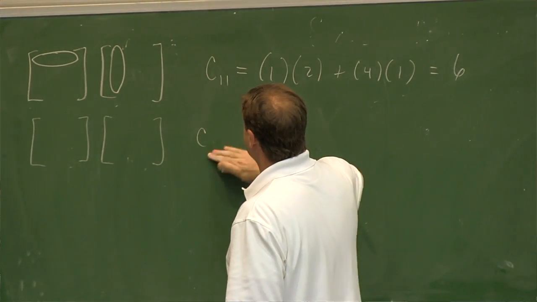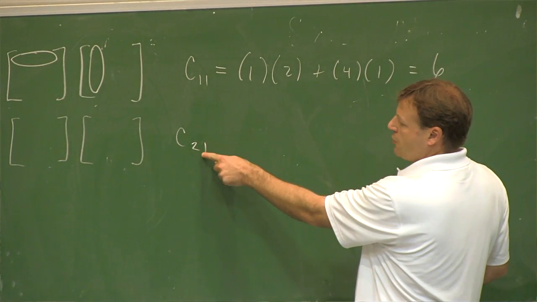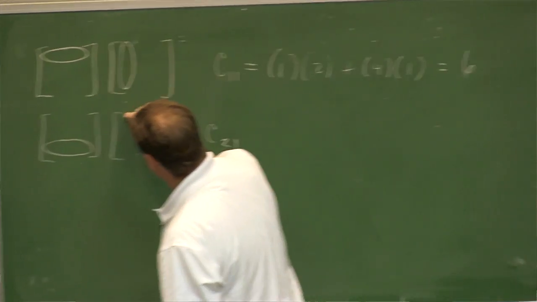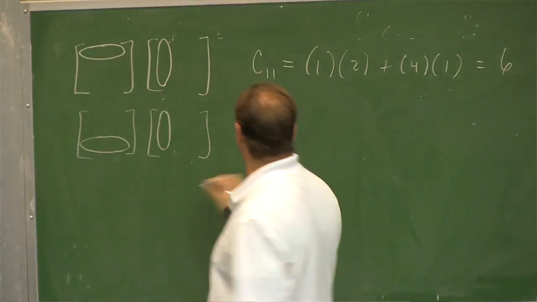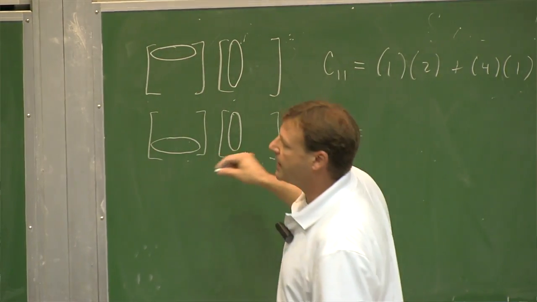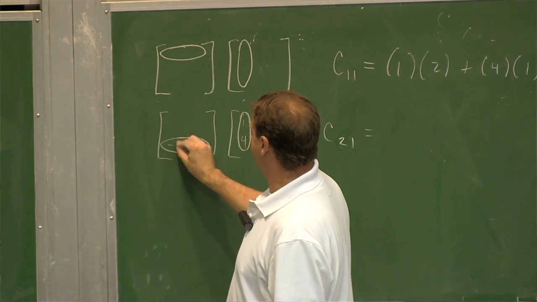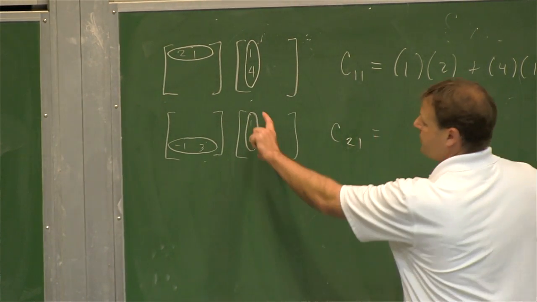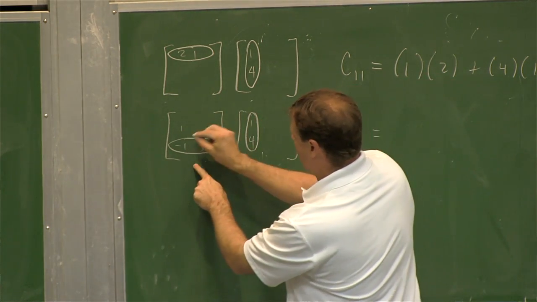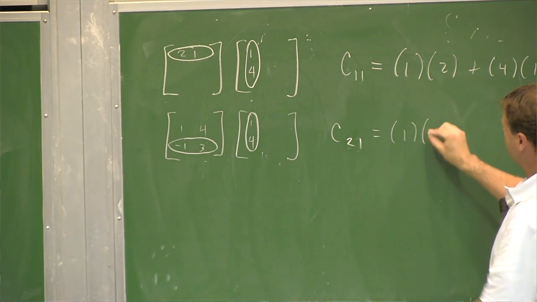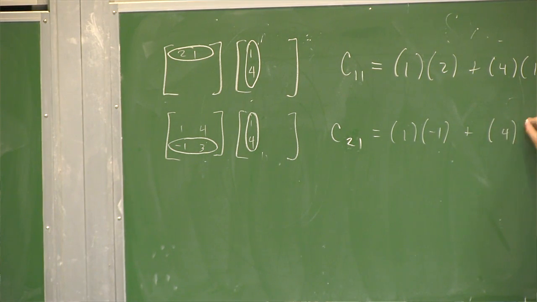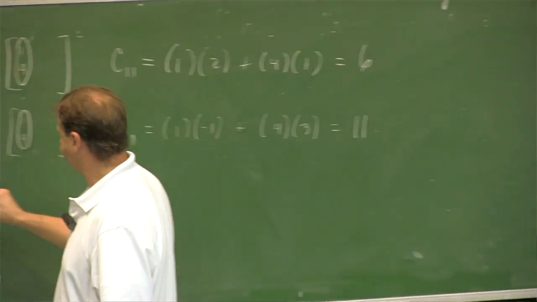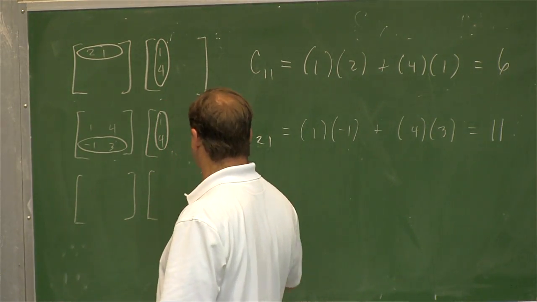So I just told you how we do C11. C21 is going to be the second row with the first column. So it'll be the second row matched up with the first column, and then we're going to do that same thing that we just did. Here I can write these in, it might help. I have a 1, 4 there, and a negative 1, 3. This one was 1, 4. So when I do this same multiplication and I turn it on its side and match them up here, now instead of 1 times 1, it's going to be 1 times negative 1. And then I'm going to have 4 times 3. So that gives me 11. That's the next entry. We have 2 more to do.